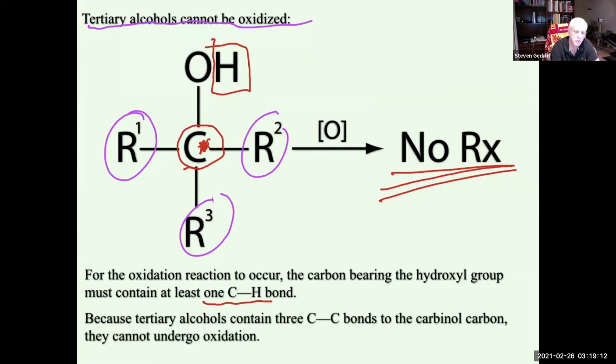Tertiary alcohols contain 3 carbon-carbon bonds to the carbon where the OH group is. They cannot undergo oxidation. Cannot. So primary alcohols oxidize to aldehydes. Secondary alcohols oxidize to ketones. Tertiary alcohols do not oxidize, no reaction.